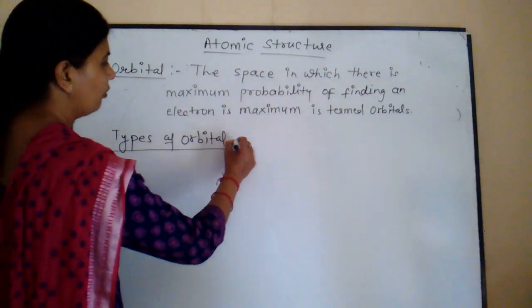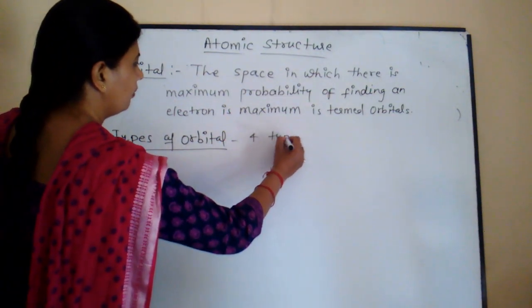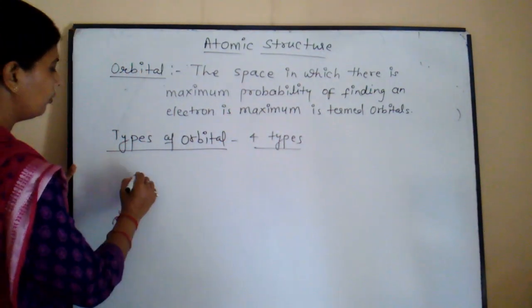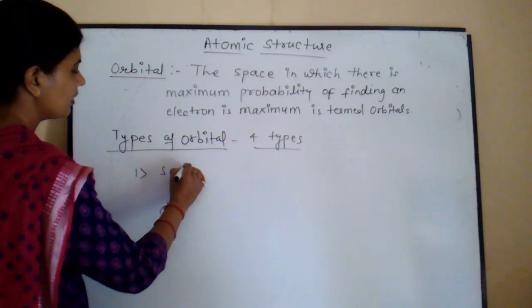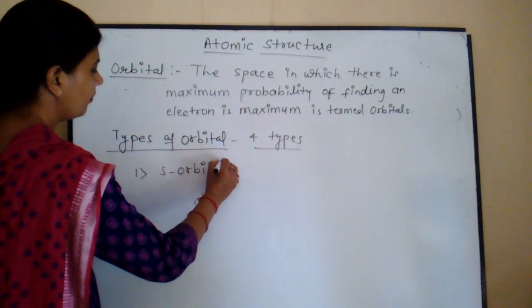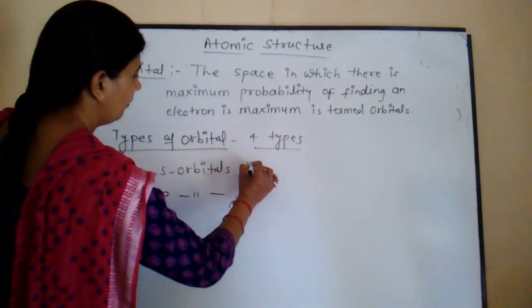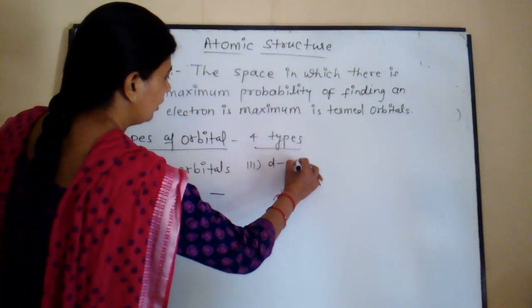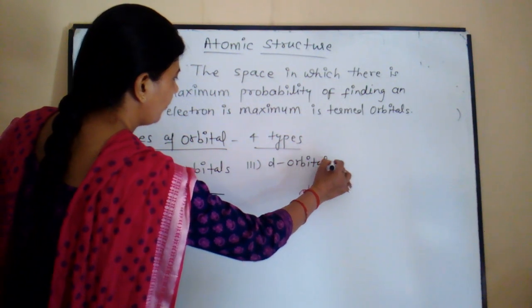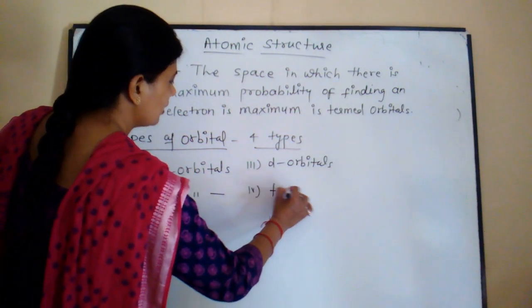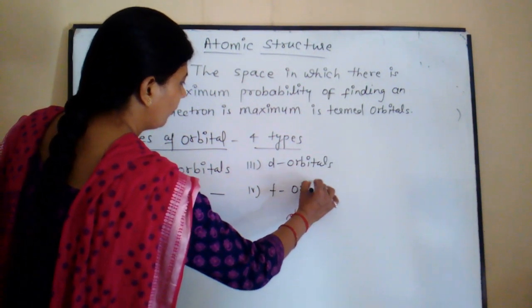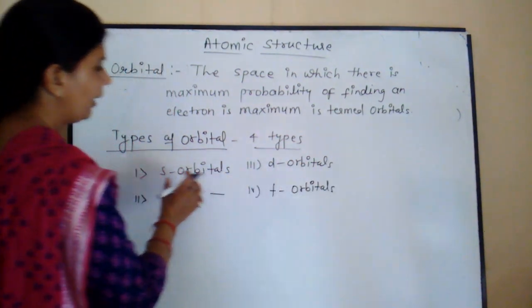There are 4 types of orbitals. We classify orbitals into 4 types. First is s orbital, second p orbital, third d orbital, and fourth one is f orbital. So first, one by one we see.